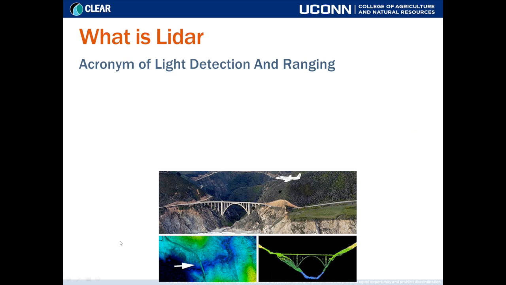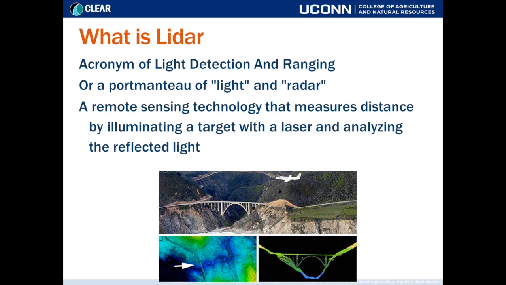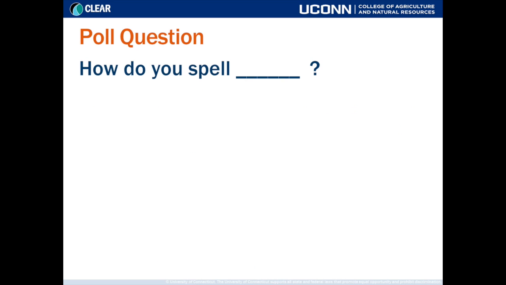So what is Lidar? And what does it mean? There are two different schools of thought. One is that it's an acronym for light detection and ranging, and that's where the word Lidar comes from. And another is that it's a combination of the words light and radar. So I'm not sure which is correct, or maybe both. But either way, it's a remote sensing technology that measures distance by illuminating a target with a laser and analyzing the reflected light.